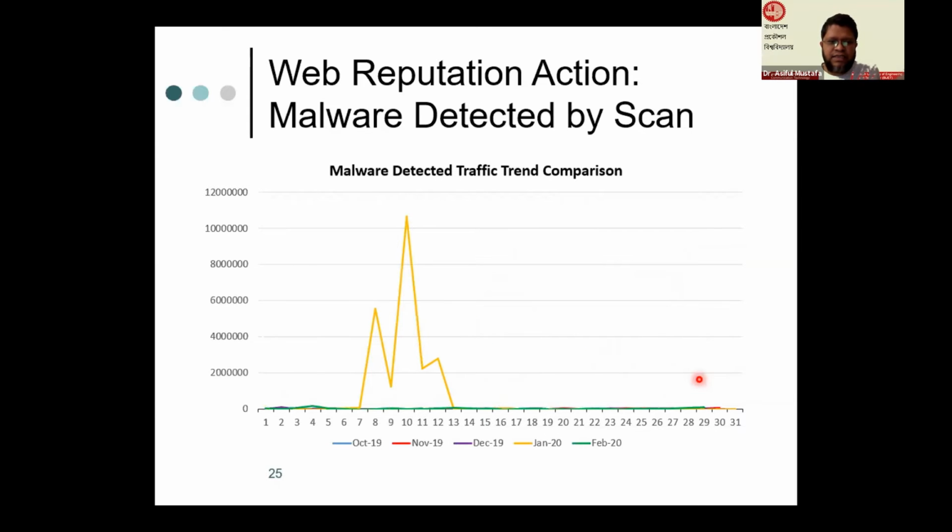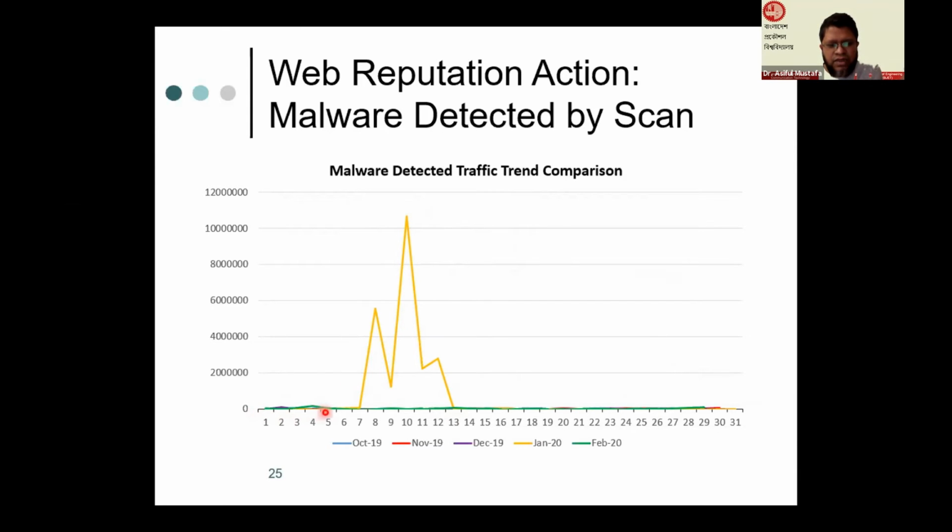Now this is the suspicious traffic, where the score is between -6 and +6. After scanning, we don't detect too much malware, as we saw before. Occasionally in January, we received a lot of malware after further analysis. If you look at the yellow part, this is for January.